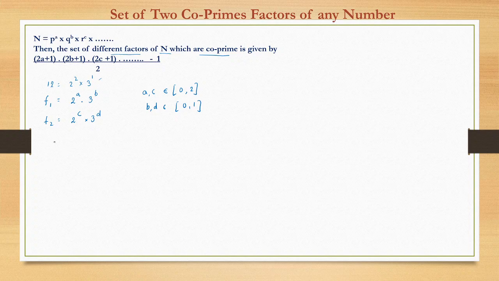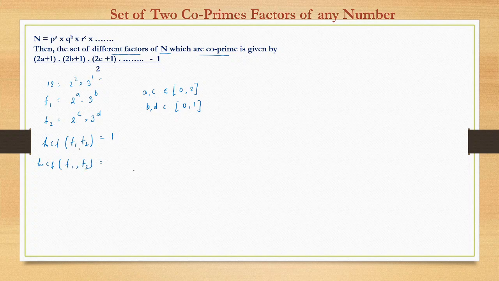So now the question is, how many factors will be co-prime to each other? So this is the generic factor. It means that the HCF of F1 and F2 is to be 1 for co-prime. So what can be the HCF of F1 and F2?